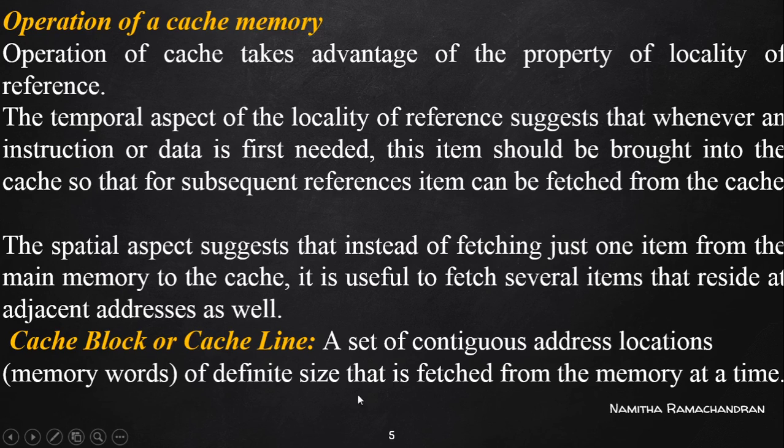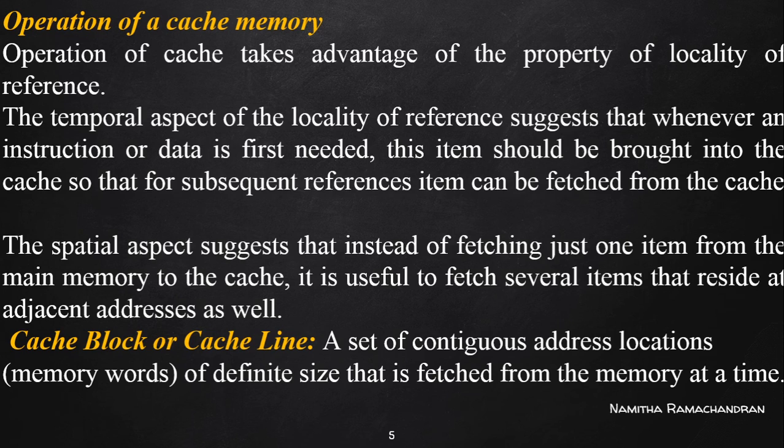It is a set of contiguous address locations of memory words of definite size that is fetched from the memory at a time. The size of that block should be definite; we can't specify blocks of different sizes. We have to consider a memory block of a definite size, and that block must contain the memory word currently requested by the processor. We fetch that block from the memory and place it into the cache memory.